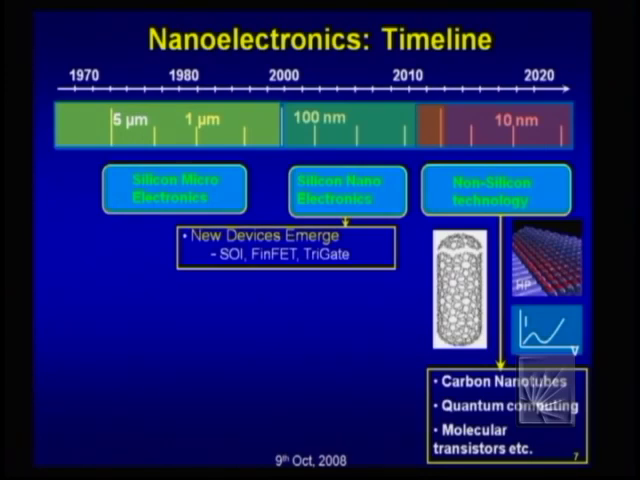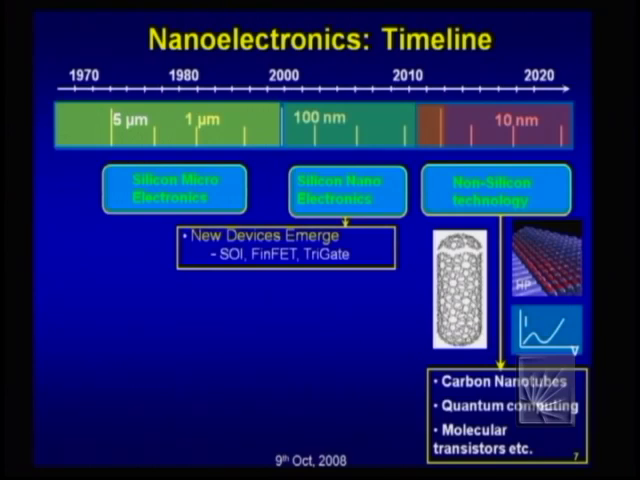Now if you look into here, actually Intel came up with their first processor in about 1971. By today's standard, it was a toy processor, but that was again a phenomenal discovery in terms of the electronic industry. At that time, the transistor dimension was in the range of 5 micron.